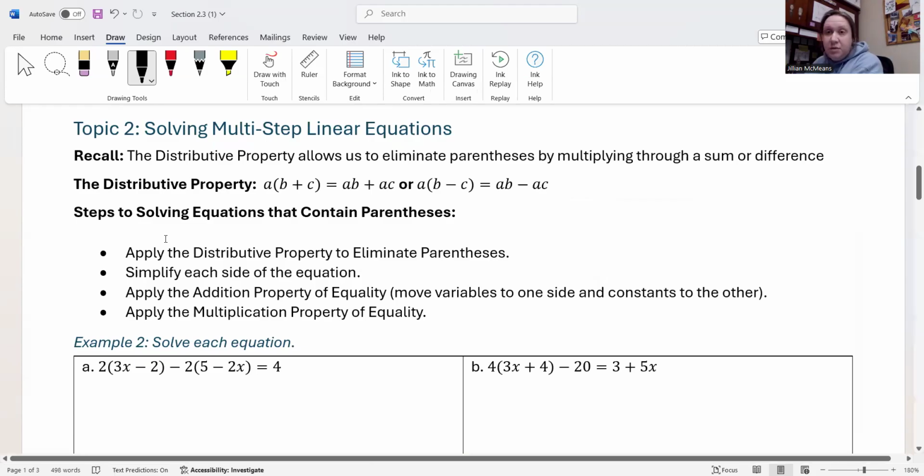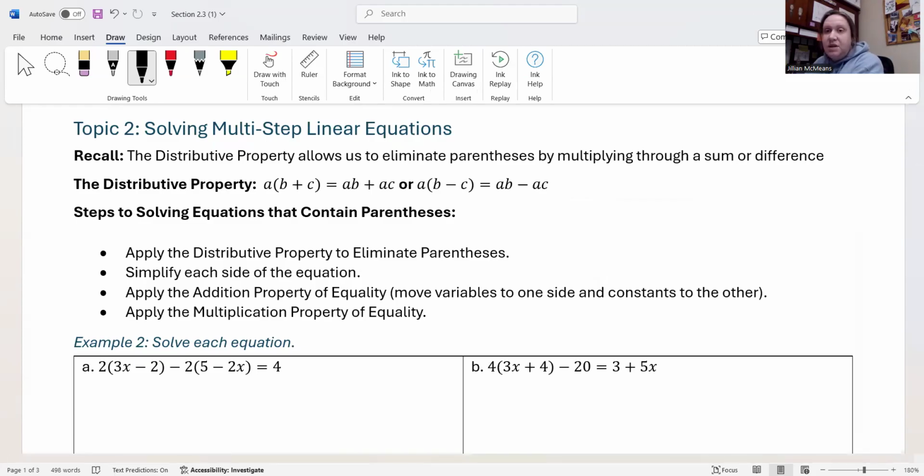So we do need to remind ourselves of one thing. We have this thing called the distributive property. The distributive property allows us to eliminate parentheses by multiplying through a sum or a difference. And then I've shown you what the distributive property looks like. Basically, you're going to have something multiplied by a set of parentheses. In this case, this something A has to be multiplied by everything inside those parentheses.